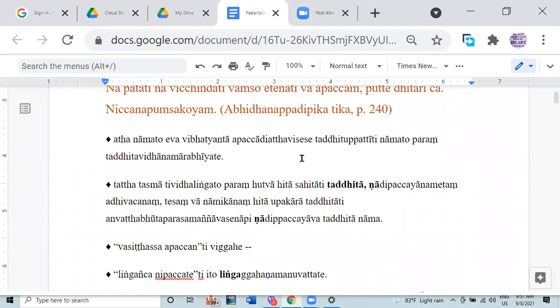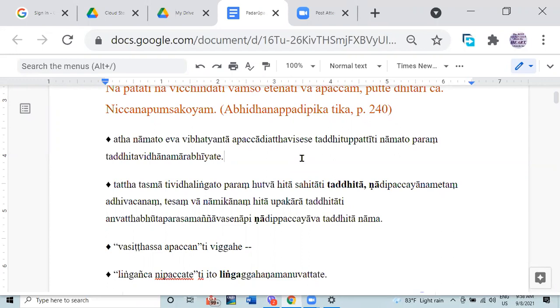And then the Kita words. Apart from the primary repetitive words with twa, tum, twana, tuna, tawi, and the nominal primary repetitives, there are other Kita words, like those ending in tabba, niya, and so on. Many of these are mostly adjectives. For example, gato: one who has gone. We can ask, who is the one who has gone? That's why it always refers to something, animate or inanimate.